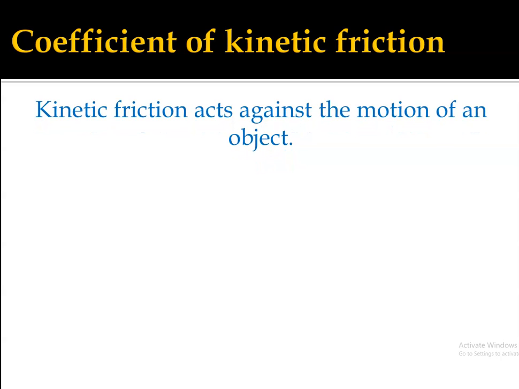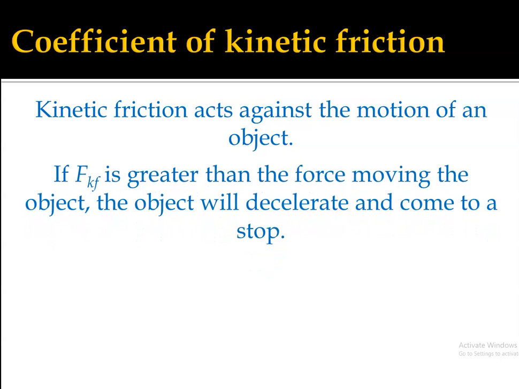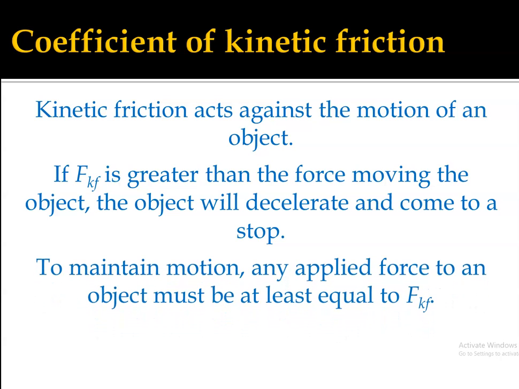So just as a reminder, kinetic friction always acts against the motion of an object. If the kinetic friction is greater than the force moving the object, the object will decelerate and come to a stop. So this means kinetic friction is greater. It's a tug of war on that object for forces. And if kinetic friction is greater, the wheel is going to quit rolling. To maintain motion, then, any applied force to a wheel, to a ball, or to a sliding object must be at least equal to the force presented to us by kinetic friction.